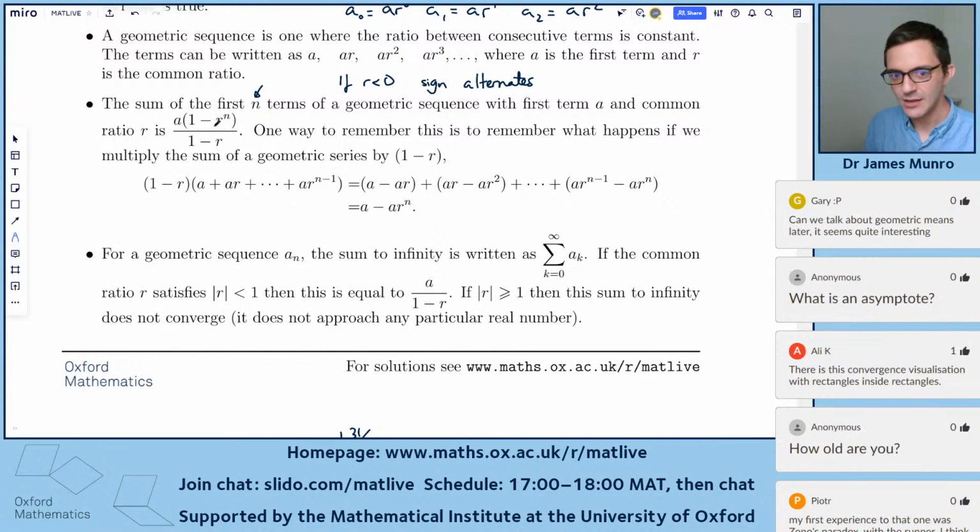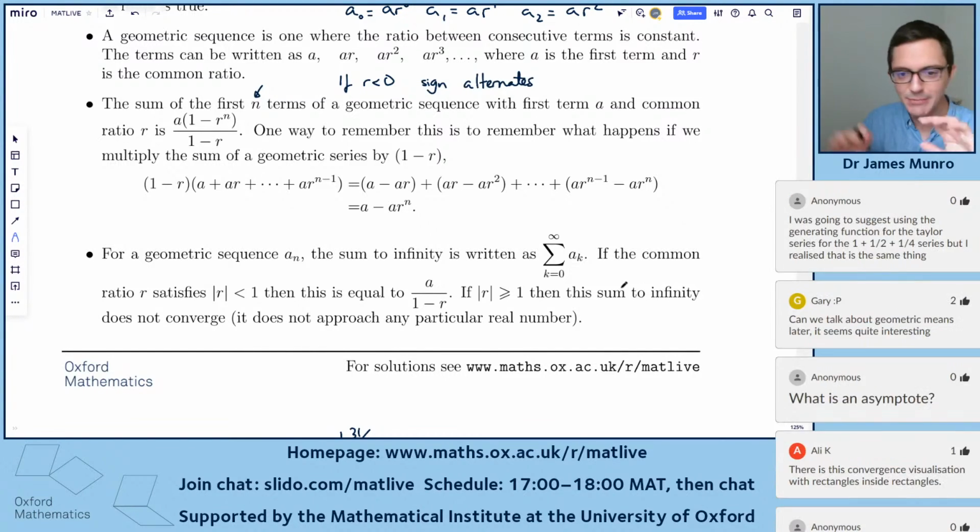Okay. Final comment, if r is bigger than or equal to 1, then the sum to infinity doesn't converge. It doesn't get closer to any real number. It's not a sensible thing to do to try and add together all the terms if the terms are getting bigger.